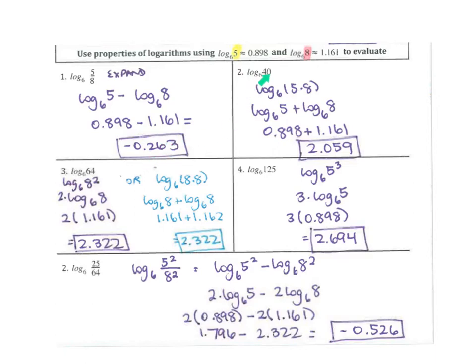To get log base 6 of 40, you can multiply 8 times 5 or 5 times 8, whichever way you want. So log base 6 of 5 times 8. Then you expand it, adding the logs together: log base 6 of 5 plus log base 6 of 8, substitute, and you get this answer here.